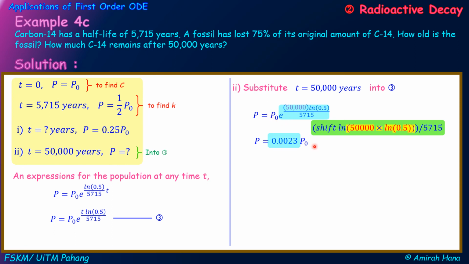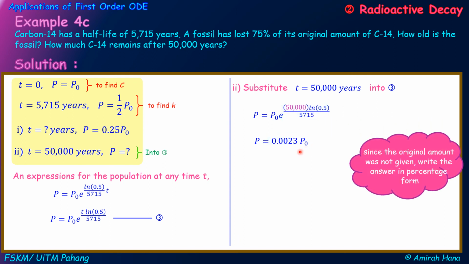Alright. Then from here, after we use calculator, we get 0.0023 and then we still have P naught here, right? Since the original amount was not given, we need to write the answer in percentage form, okay? So from here, we can write P equals 0.0023 times 100% P naught, okay? Times 100% here means 100 over 100, which equals 1. So it doesn't change the original value, okay?